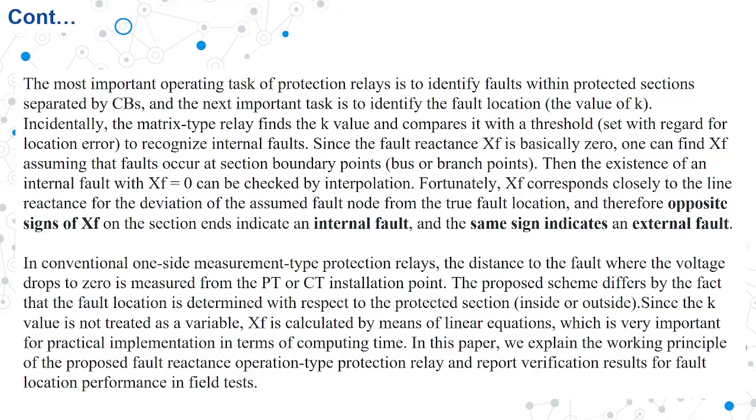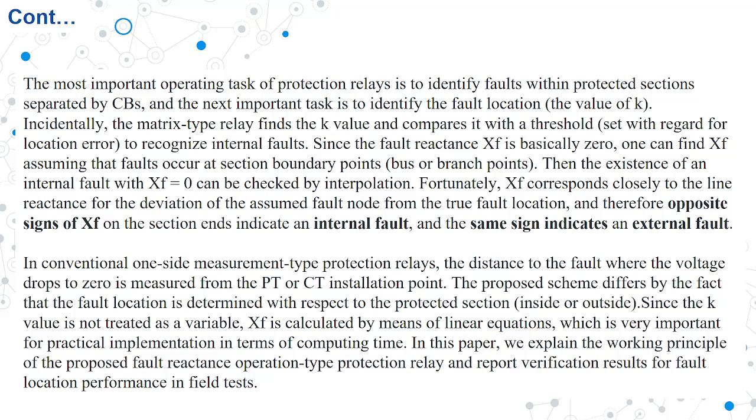These are the things we can easily manipulate from that. When the fault reactance in the system is negative, the sign of opposite thing, then we can assume that it is an internal fault. When the fault reactance in the system is the same sign as positive, we can determine it as an external fault. In conventional one-side measurement type protection relay, the distant fault where they consider that the voltage drop to zero is measured from the PT and CT installation points.